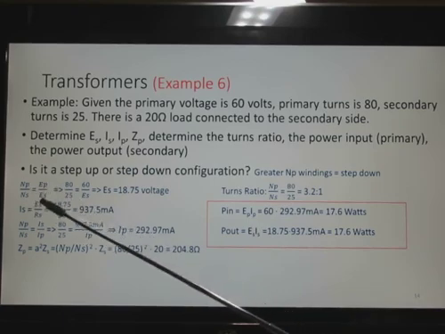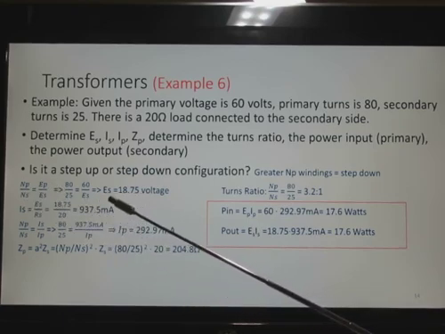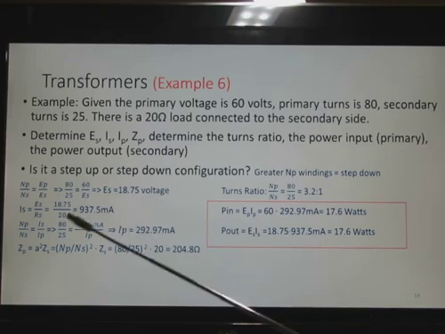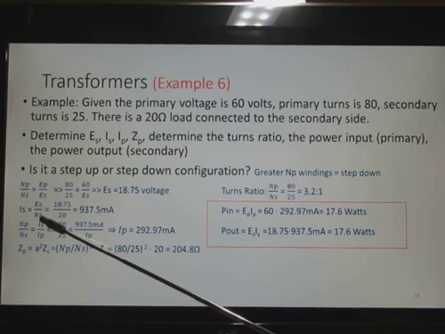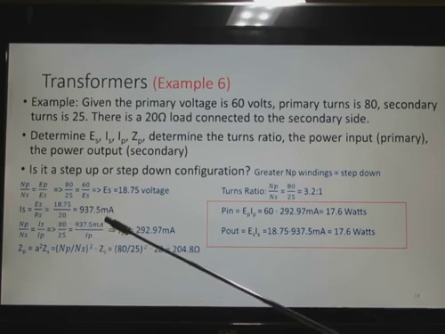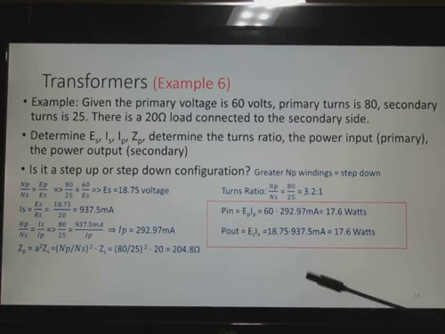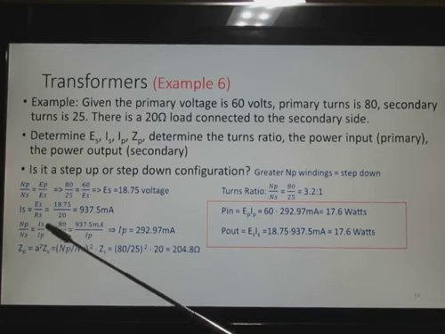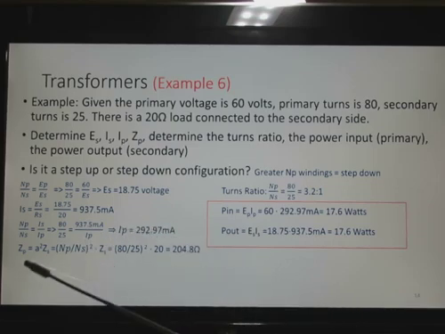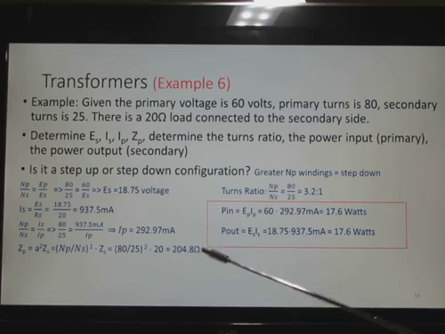So if we look at this relationship here between the number of turns and the voltages, we get a secondary voltage of 18.75. And if we look at the secondary side, the voltage and resistance using Ohm's law, we find the secondary current is 937.5 milliamps. The inverse relationship between the number of turns and the current can help us find the primary side current. And then we look at the reflective impedance, A squared times the secondary impedance, and we get 204.8 ohms.